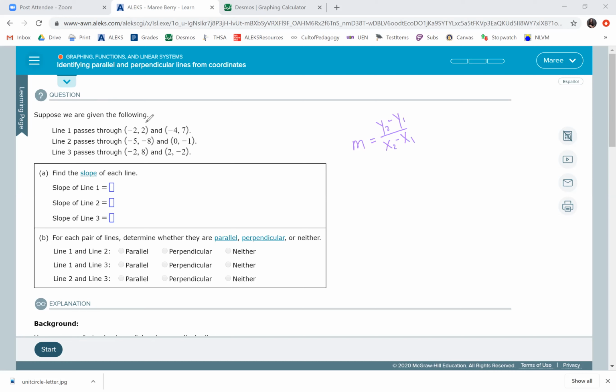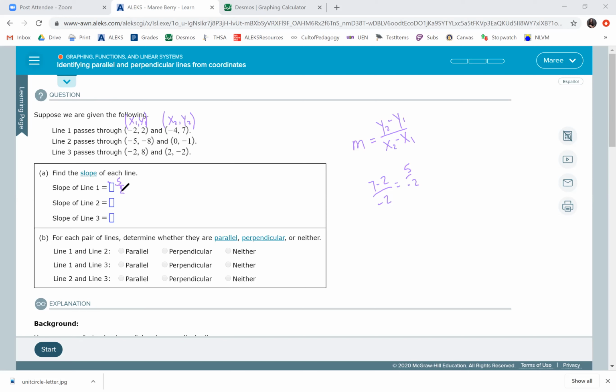If you were to name the first point x1, y1, and this is x sub 2, y sub 2, then you could plug that into the equation to get 7 minus 2 divided by negative 4 minus a negative 2, which is negative 4 plus 2. So it's 5 over negative 2. So I would type in negative 5 halves right here. And then you find the slope of each one.